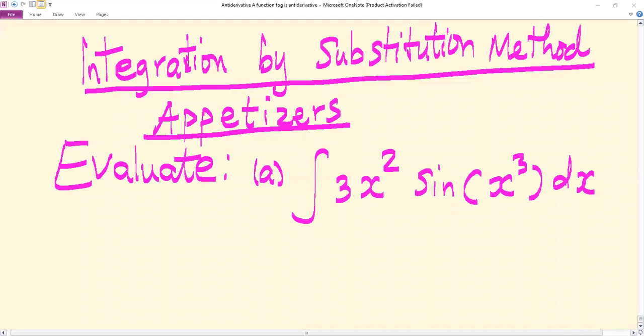Welcome back. We continue to give more examples on the integration by substitution method. So I have an appetizer: evaluate the integral of 3x squared sine of x cubed dx. So, the solution to this.